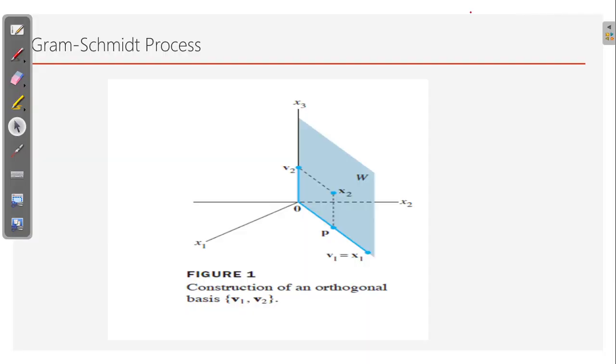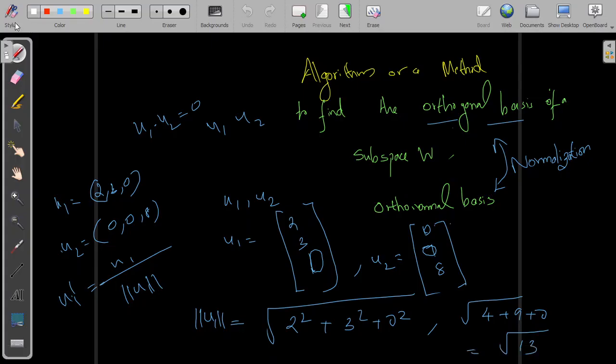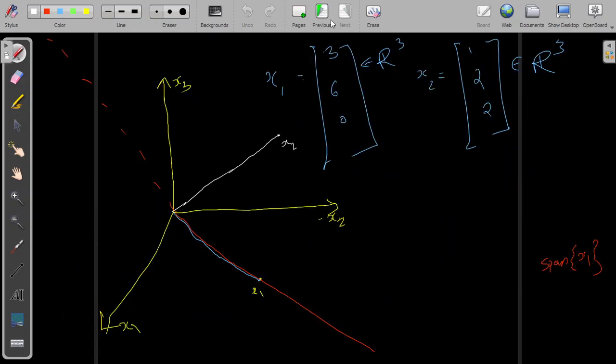Now, given x1 and x2, the examiner has given two vectors like this, and they have also given a subspace w, which is equal to span of x1 x2. Span of x1 x2 means all the possible linear combinations of x1 and x2, that is c1 x1 plus c2 x2. So all the possible linear combinations of x1 x2 constitute the subspace w.